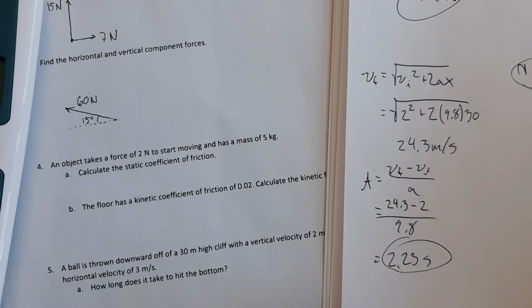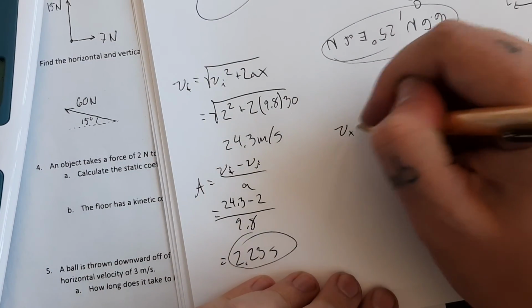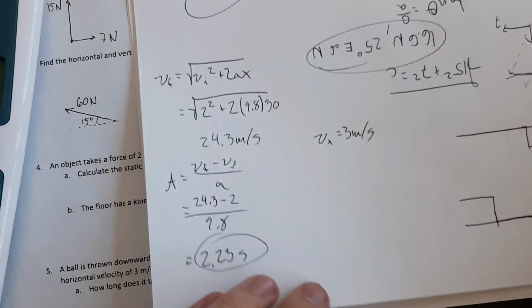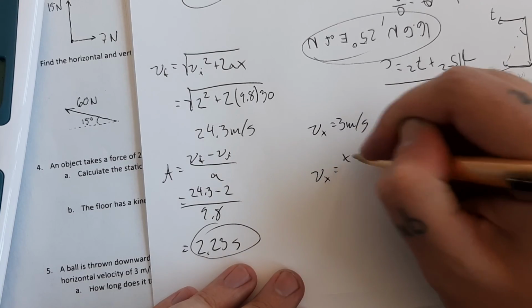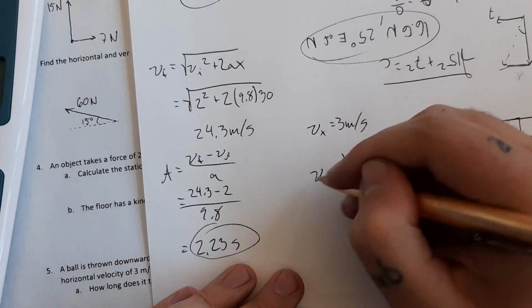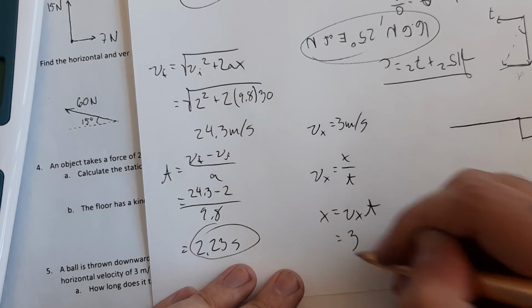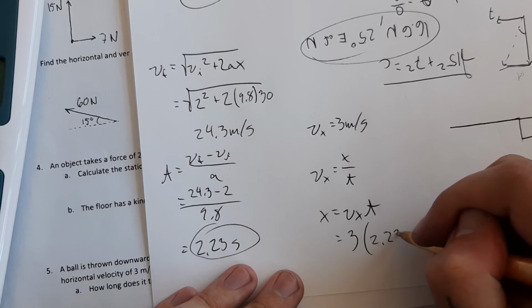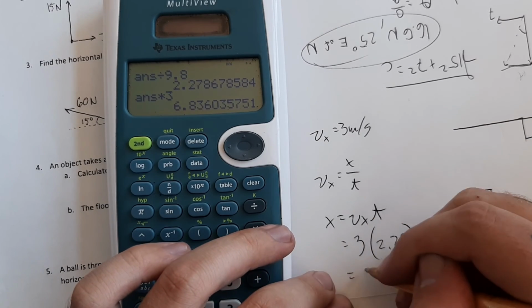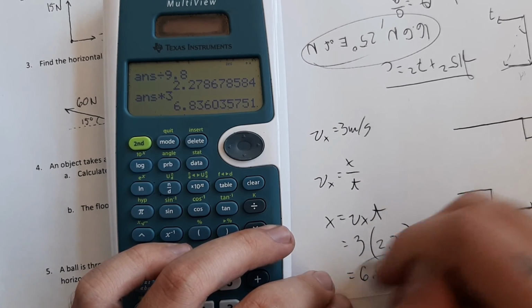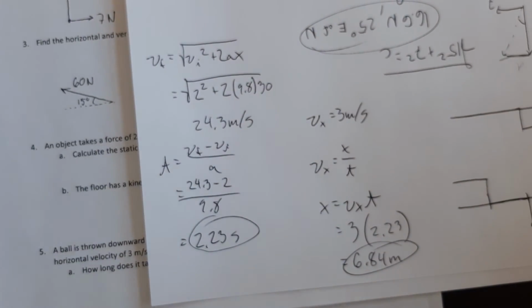Cool. Next bit, how far horizontally does it land? Well, that's horizontal stuff. We've got a horizontal speed of 3 meters per second. And we've got a time of 2.23 seconds. So we can just use formula 0, where Vx equals x over t. Looking for x, so we're going to multiply t over. Vx, our horizontal velocity, is 3. Our time is 2.23. So we're just going to multiply those two together. And we end up with a horizontal distance of 6.84 meters. Right on. And we are done with our second review.